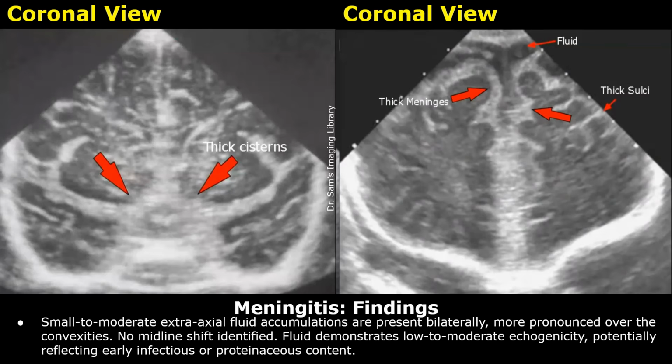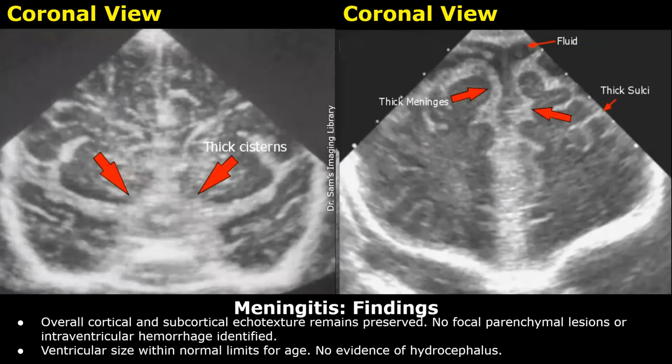Small to moderate extra-axial fluid accumulations are present bilaterally, more pronounced over the convexities. No midline shift identified. Fluid demonstrates low to moderate echogenicity, potentially reflecting early infectious or proteinaceous content. Overall cortical and subcortical echo texture remains preserved. No focal parenchymal lesions or intraventricular hemorrhage identified. Ventricular size within normal limits for age. No evidence of hydrocephalus.